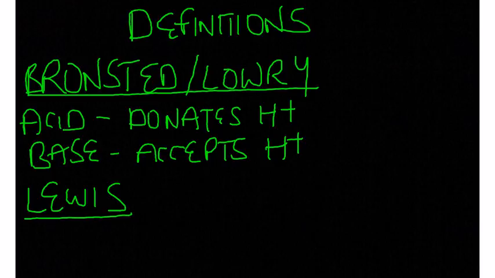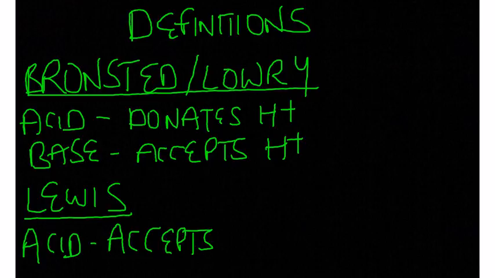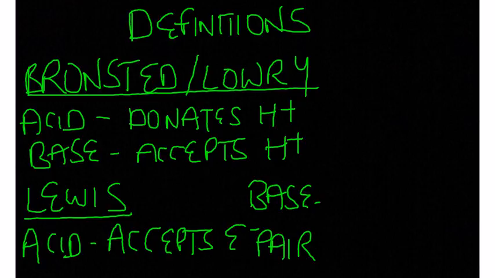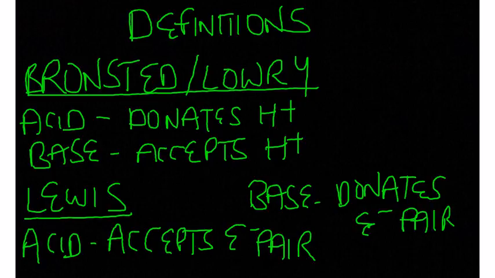The Lewis definition for an acid is a substance or compound that accepts an electron pair. And a Lewis base will be a substance that donates an electron pair. So a quick review: a Bronsted-Lowry acid donates an H+ or proton, a base accepts an H+ or proton, a Lewis acid accepts an electron pair, and a Lewis base donates an electron pair.